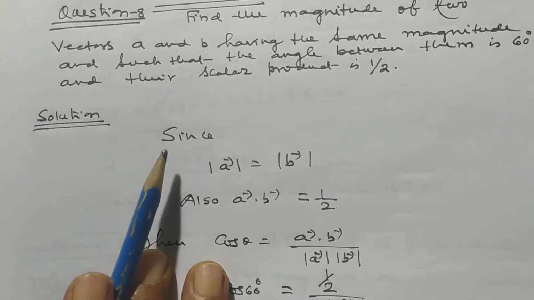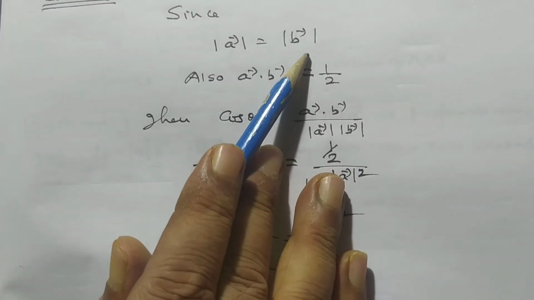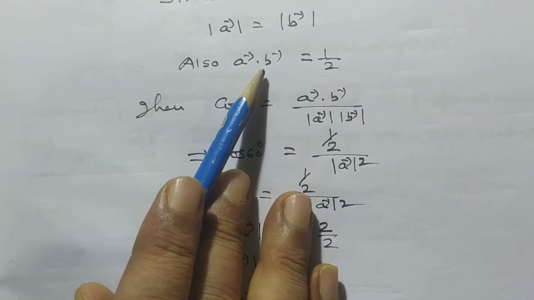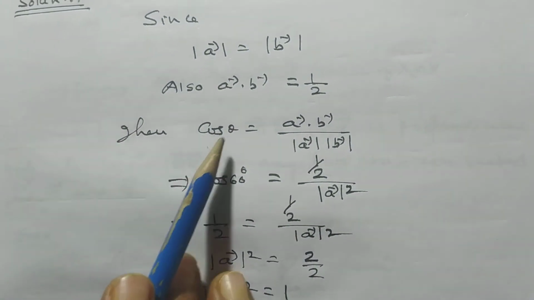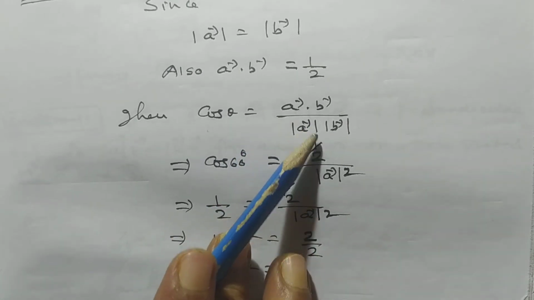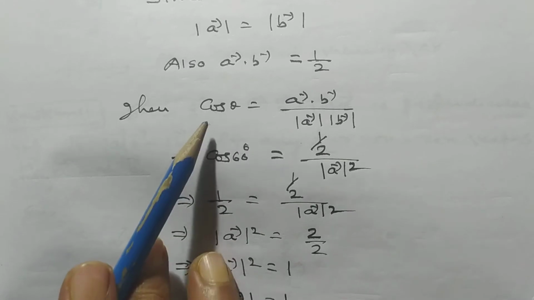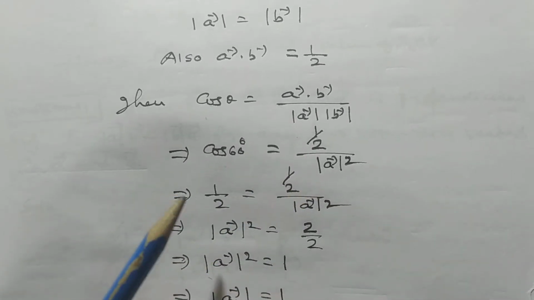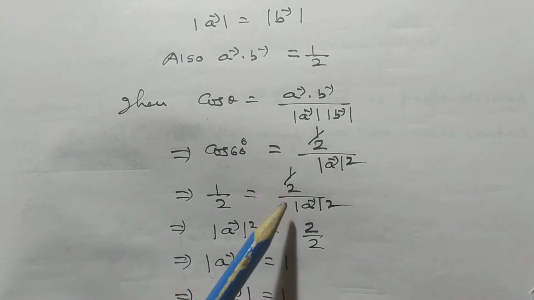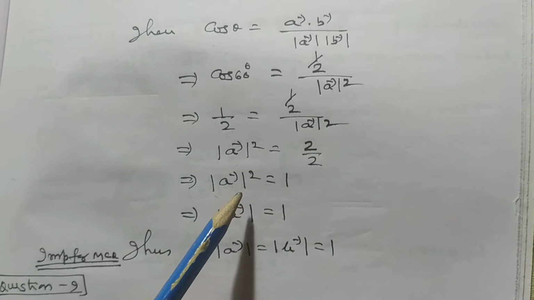What is given in this problem? Magnitude of A is equal to magnitude of vector B. Also A dot B is equal to half. So cos theta is equal to vector A dot vector B by magnitude of A into magnitude of B. The value of cos theta is equal to cos 60 degrees, which is half. So half equals half magnitude of A square, so magnitude of A square is equal to 2 by 2.